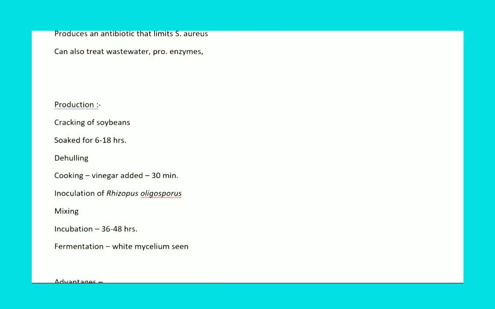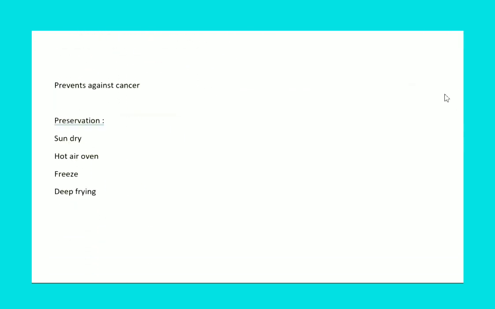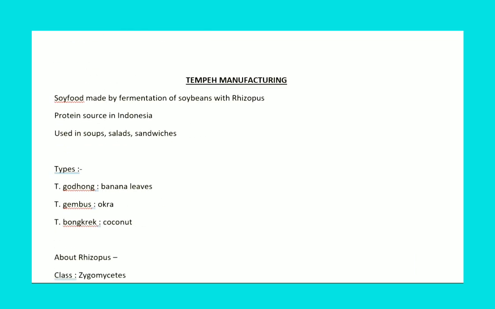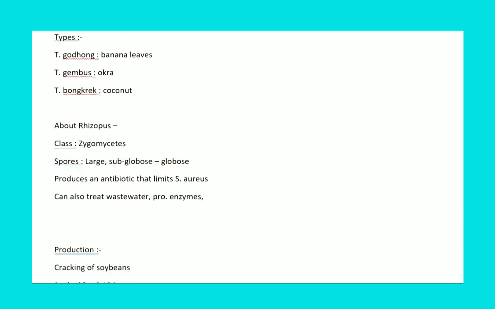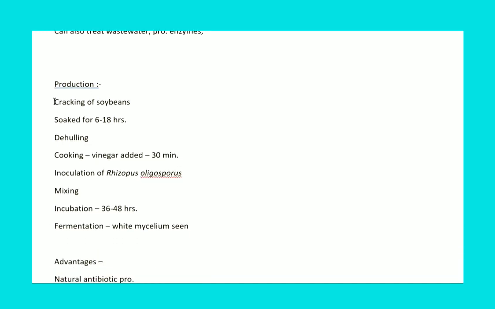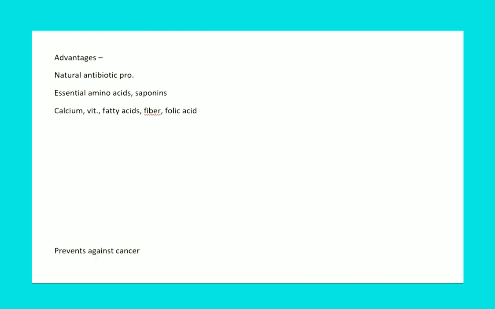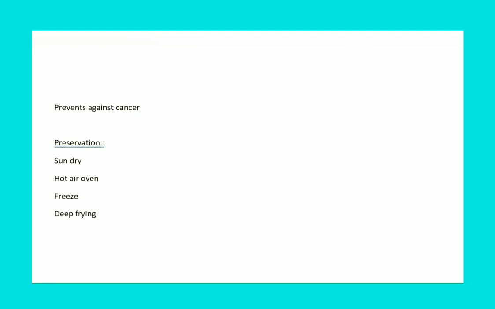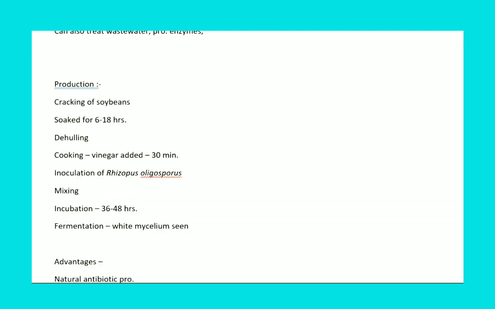And this was all about tempeh. We read about what tempeh is, its types, the Rhizopus, and the production process. Firstly, soybeans are cracked, soaked, dehulled, cooked, inoculated with Rhizopus, mixed, incubated and fermented, and thus we get the tempeh. Then we talked about the advantages and the various preservation methods of tempeh. So this was all about the tempeh manufacturing process.